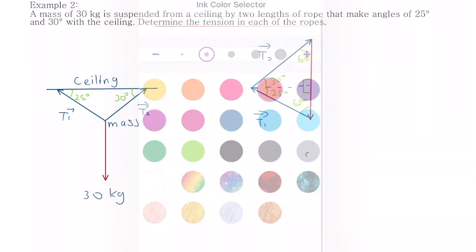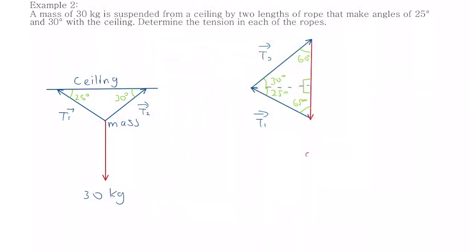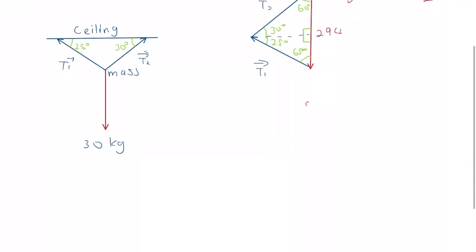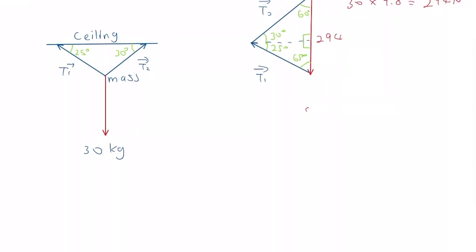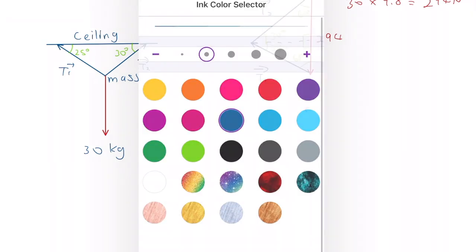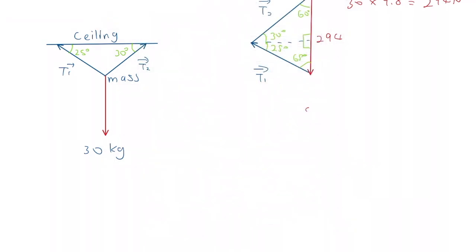As for the mass, again, we have to times it to get the force. So 30 times 9.8 equals 294 newtons. So this would be 294. Now that we have this much information, all we need to do is a simple sine law, using 60 degrees for T1 and 65 degrees for T2.